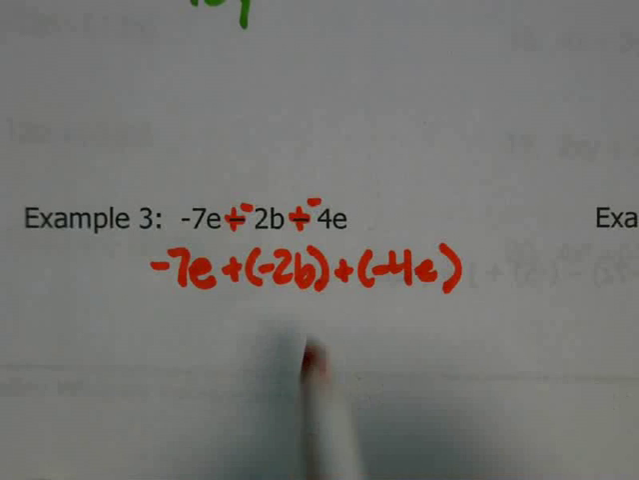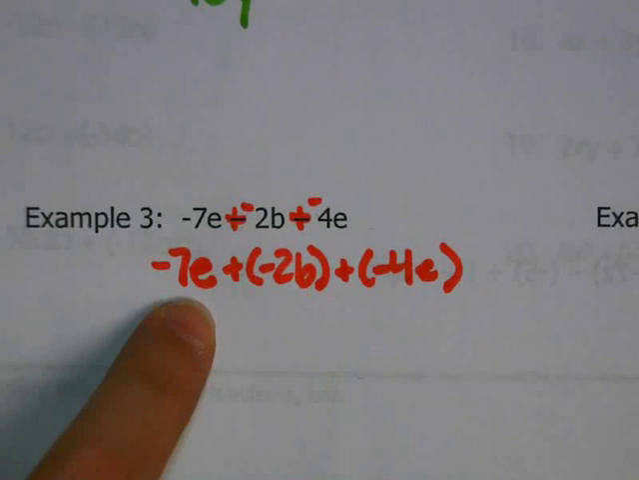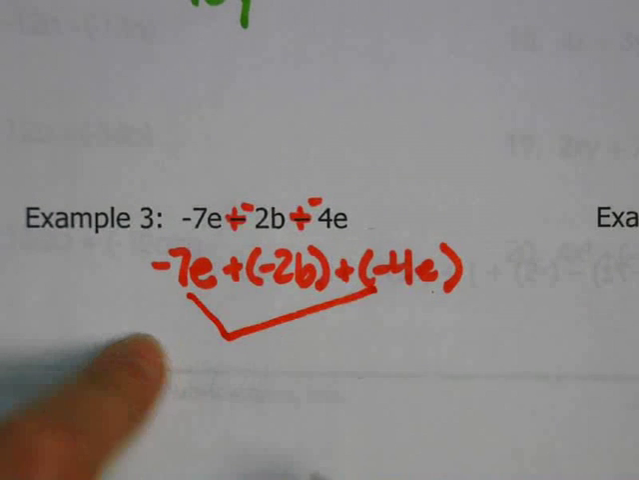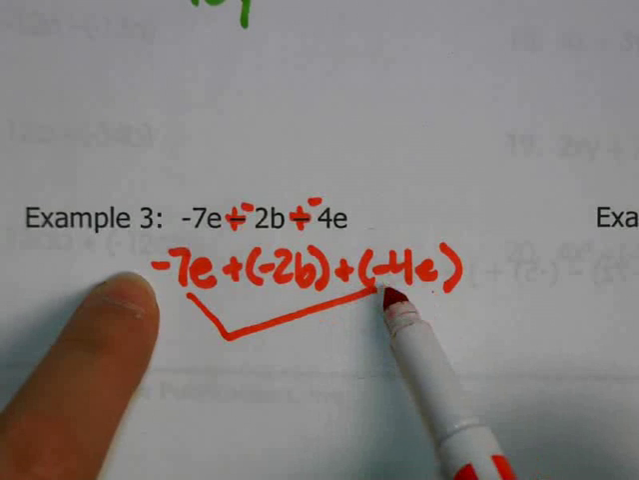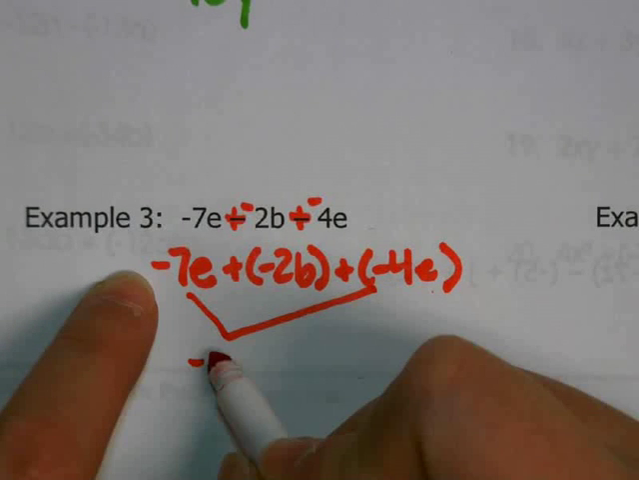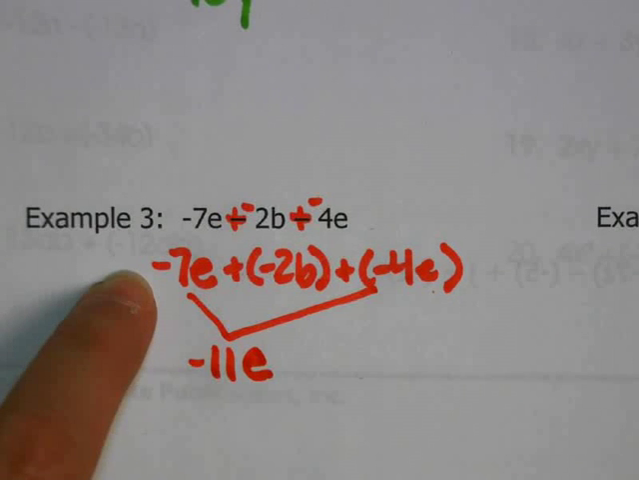Do we have like terms? e, is that the same thing as b? No. So e's and b's we can't combine. What about this e and this e? Are they exactly the same variables? Yeah, so that means we can combine this one and this one. So negative 7e plus negative 4e. Negative 7 plus a negative 4 gets more negative, takes us down to negative 11e. So those two get combined.